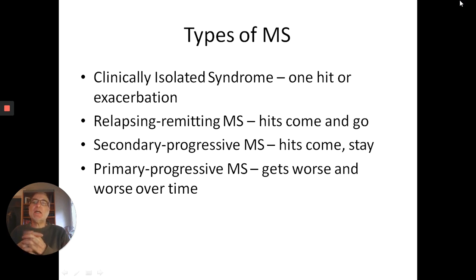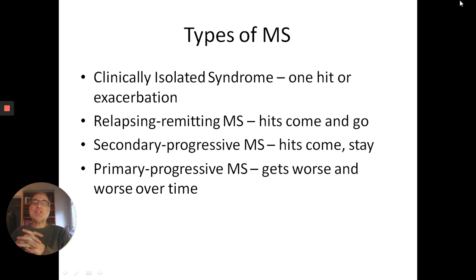Let's take a look at the types of MS. The first type is clinically isolated syndrome. Fancy name for one hit or exacerbation. That's what you call an MS hit. We'll be talking more about that. In other words, you have it once, you haven't had it a second time, you don't officially have multiple sclerosis. The kind that I had for about 15 years was known as relapsing remitting MS. The hits come and go. And I will tell you a bit about the hits that I've had over time that have come and gone.